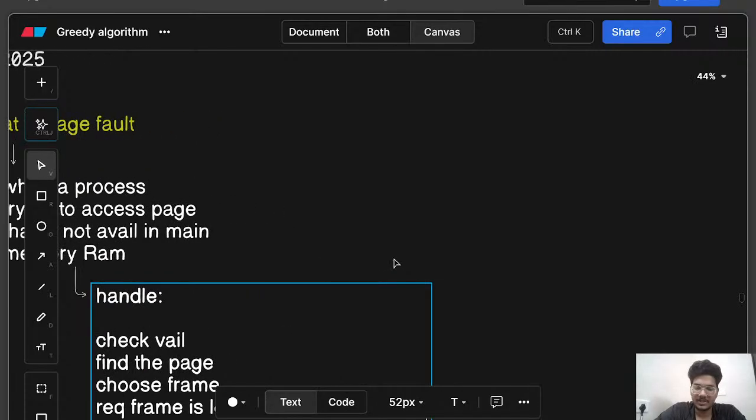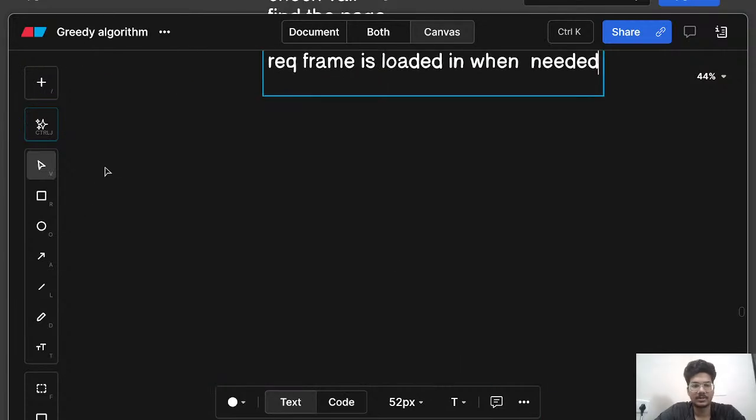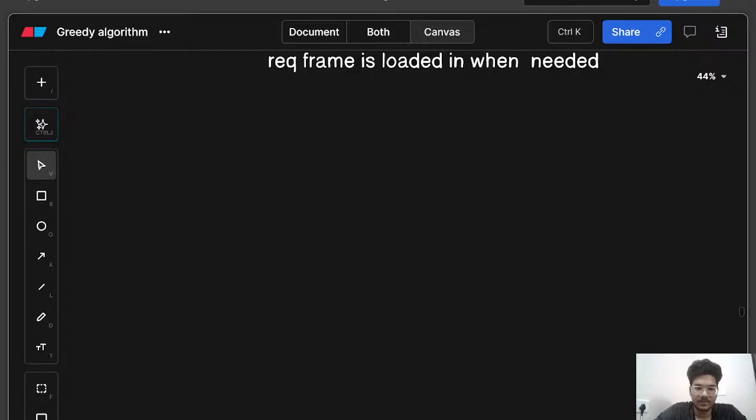So let's move to the next question. What is a device driver and what is its role in the operating system? Wait for one second.